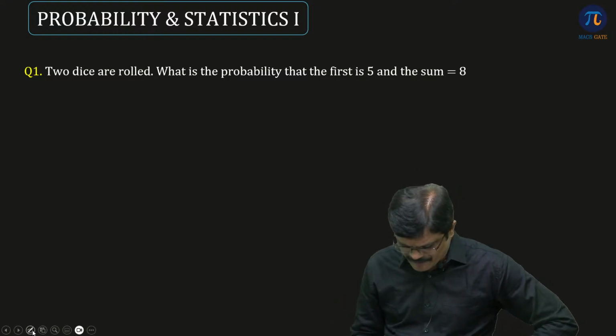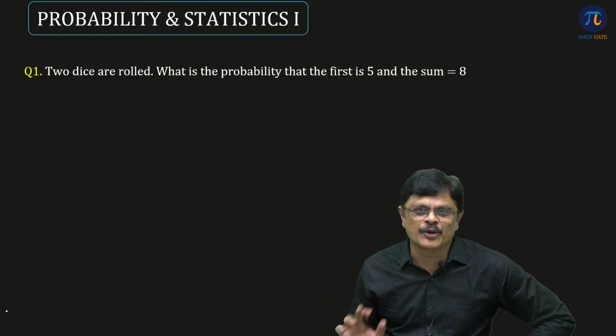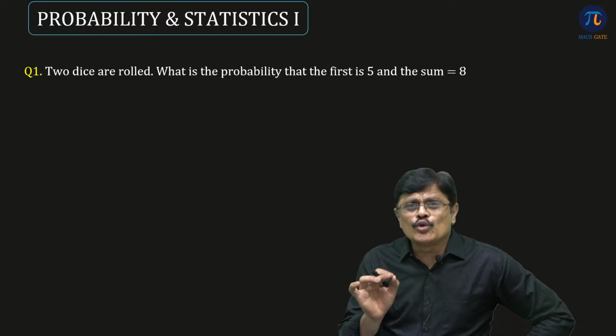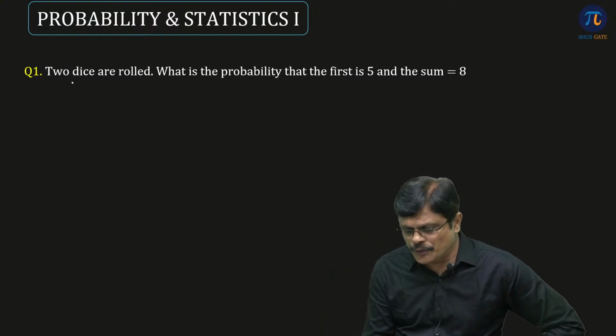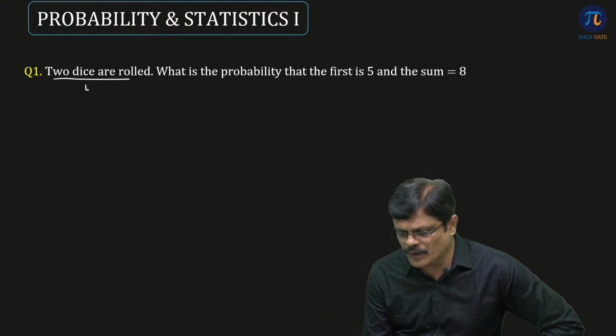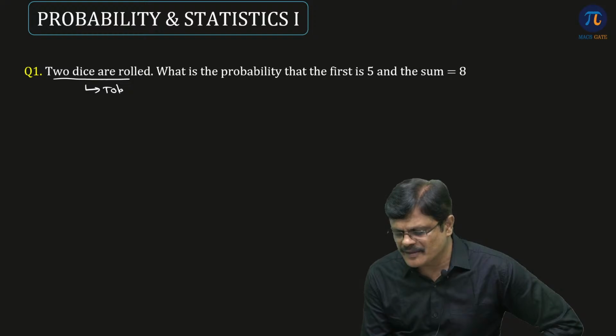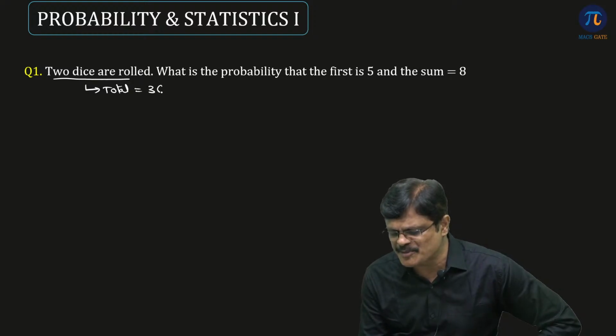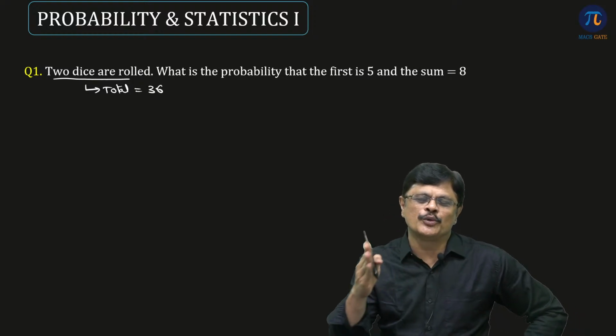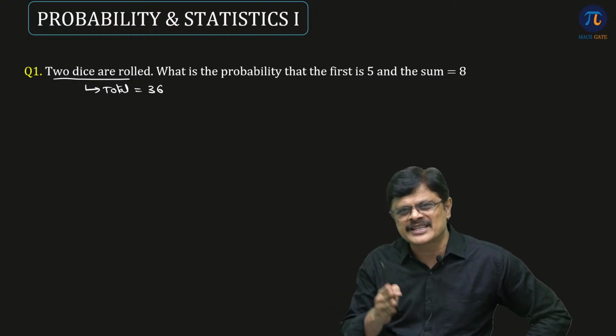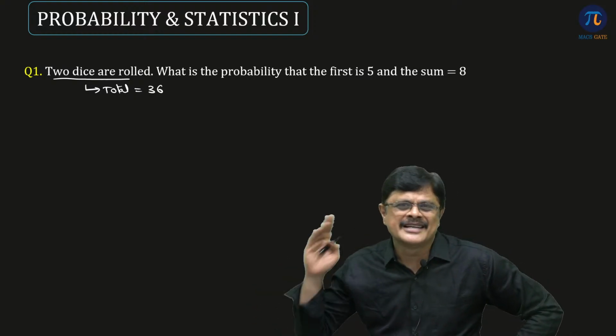Now let us take one very interesting problem. We try to explore this idea. 2 dice are rolled. So you know, when 2 dice are rolled, what are the total possibilities? When 2 dice are rolled, there are 36 possibilities. Like, you know, 1,1, 1,2, 1,3, 1,4, 1,5, 1,6 and so on, 6,1, 6,2, 6,3, 6,4, 6,5, 6,6.